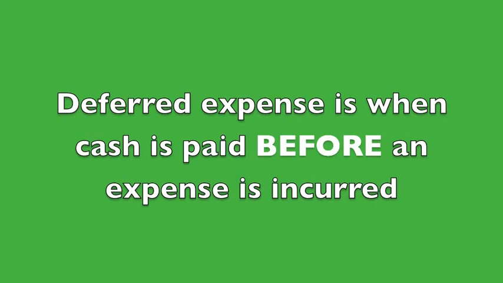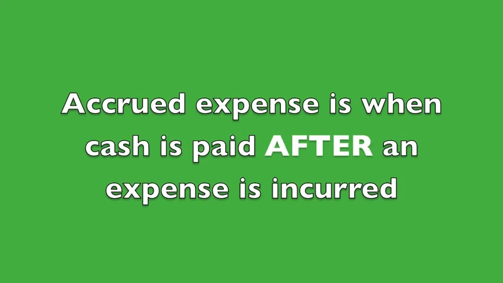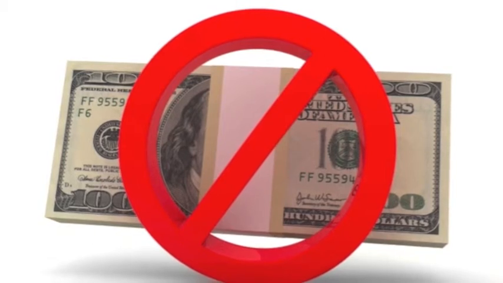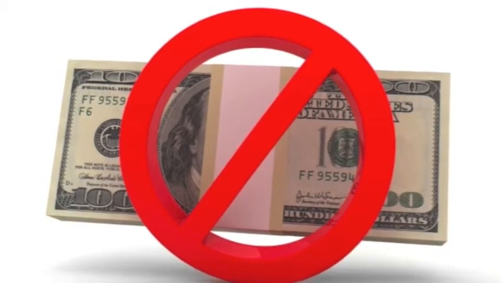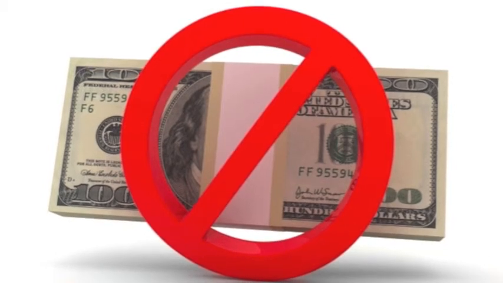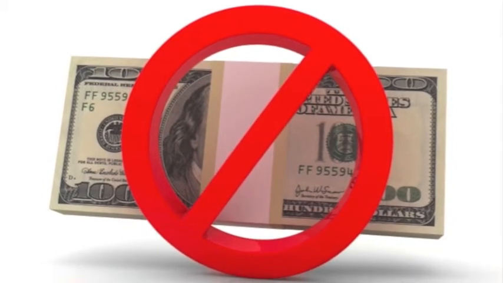Deferred expense is where cash is paid before an expense is incurred, whilst accrued expense is when cash is paid after an expense is incurred. It's important to never refer to cash in an adjusting journal entry, as cash transactions are recorded at the time when the transaction occurs, whilst adjusting entries are recorded at the end of a time period.